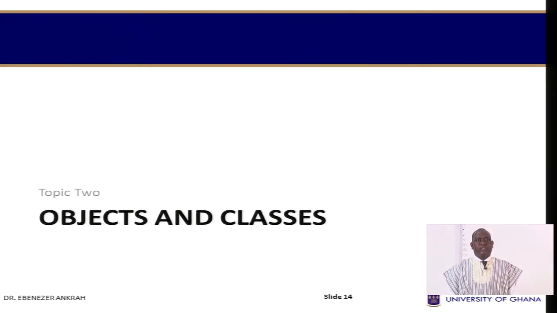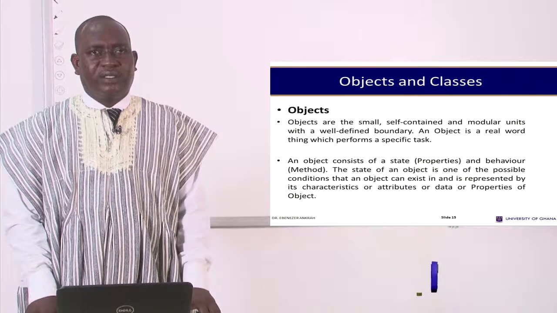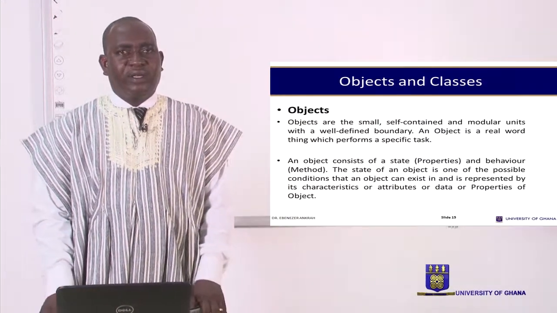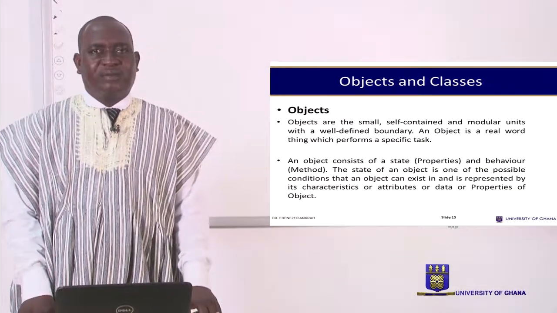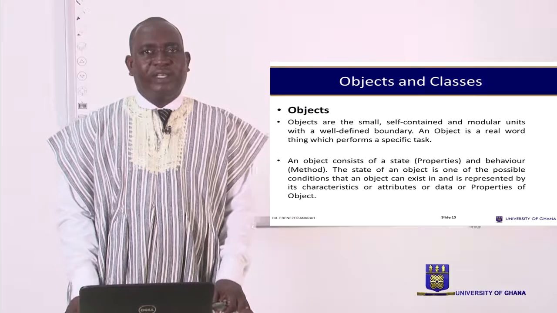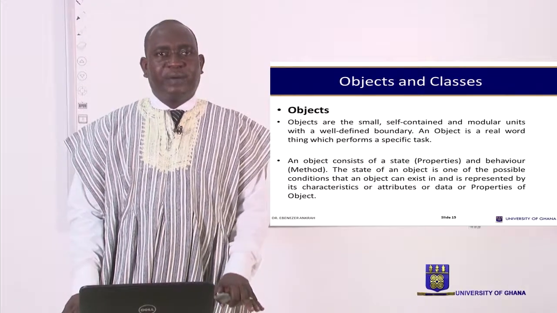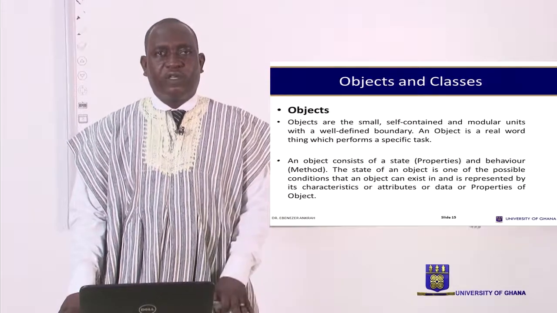Now let's turn our attention to the second topic, which is classes and objects. Objects are small, self-contained, and modular units with a well-defined boundary. An object is a real-world thing which performs a specific task. An object consists of a state, that is the property, and behavior, which is the method. The state of an object is one of the possible conditions that the object can exist in and is represented by its characteristics or attributes or data or properties of the object.